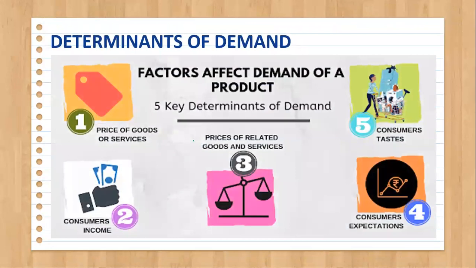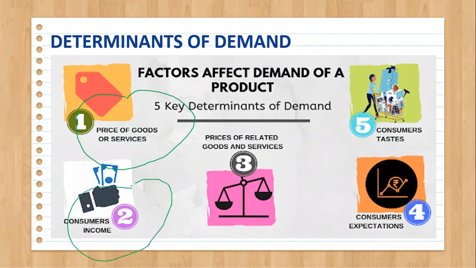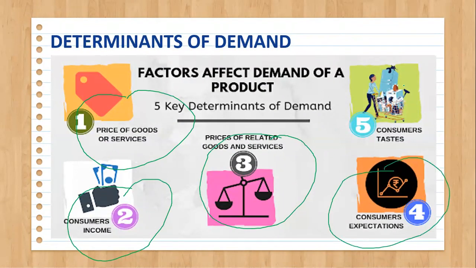There are 5 major factors which affect the demand of a commodity. First is the price of the good itself. Second, consumers' income. Third, price of related goods. The next, consumers' expectations and tastes and preferences. So these factors have an impact on the demand of the product. So let's understand one by one.